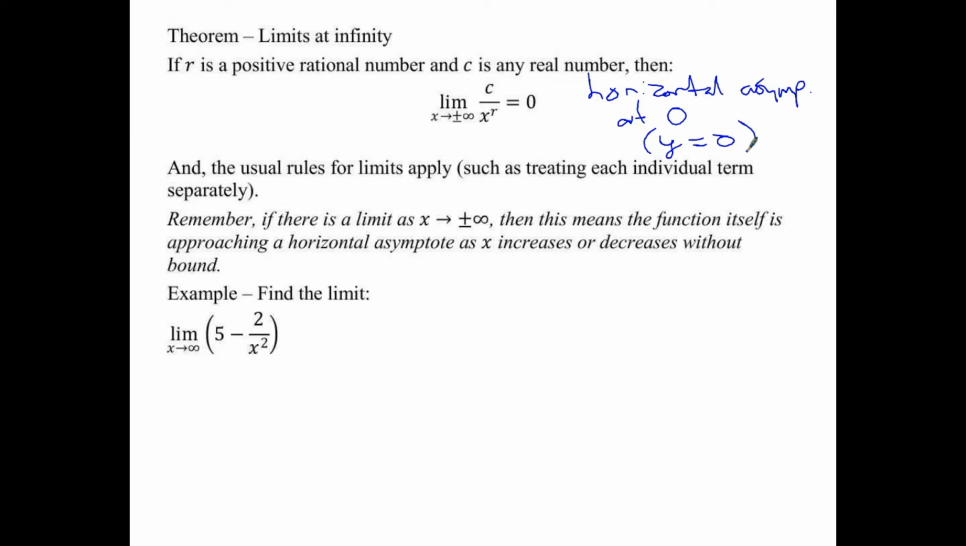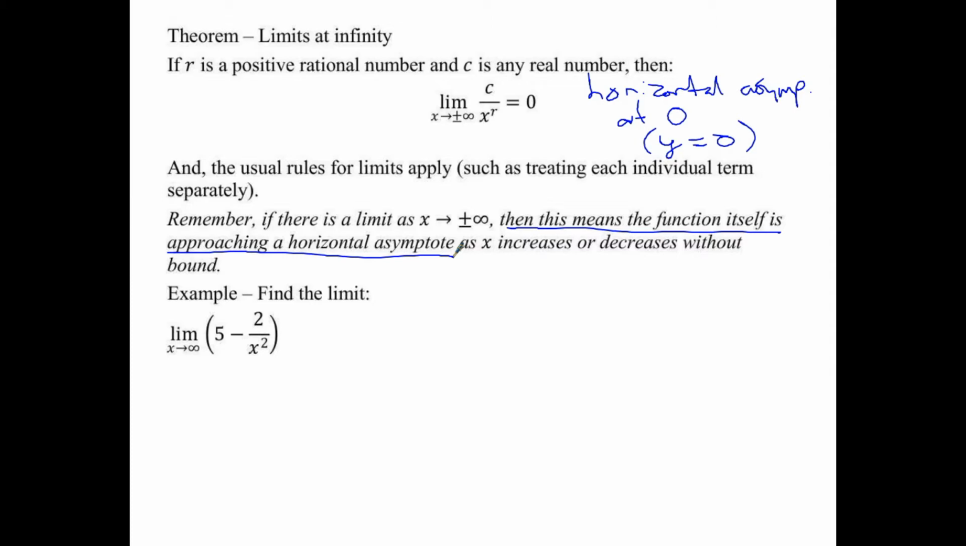Remember, if there's a limit as x approaches plus or minus infinity, then this means that the function itself is approaching a horizontal asymptote as x increases or decreases without bound, okay? So when you see a problem that's asking you to find the limit as x approaches plus or minus infinity, what it's really doing is asking you, is there a horizontal asymptote here? So you have to remember that, and you have to understand that it's kind of like the directions are saying, find the horizontal asymptote if there is one.